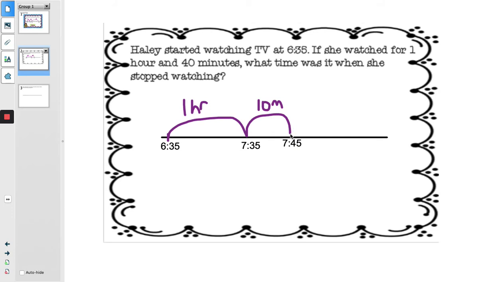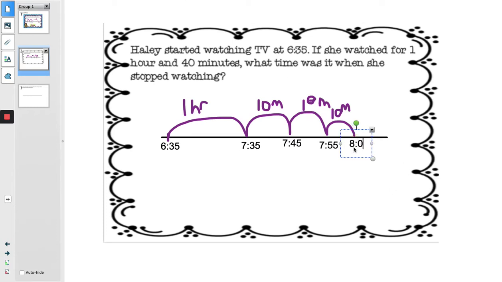I'm going to hop another 10 minutes. Now I'm at an hour and 20 minutes. I have to go for an hour and 40. So that gets me to 7:55. Now you have a choice here. You can either hop 5 minutes to get you to 8 o'clock, or if you know your 10-minute hop, you can hop 10 minutes. I'm going to do my 10-minute hop, and that is going to get me to a new hour.